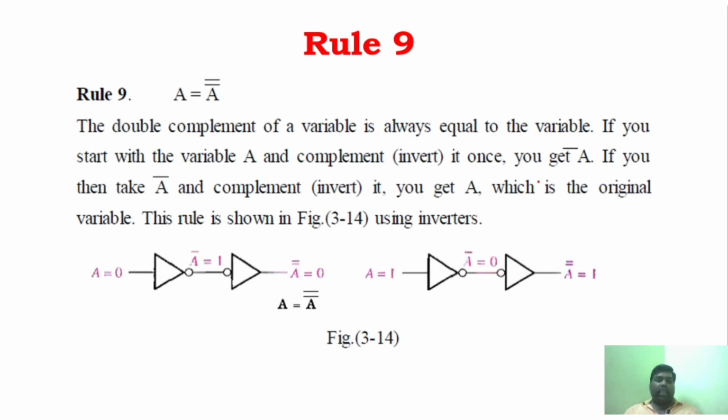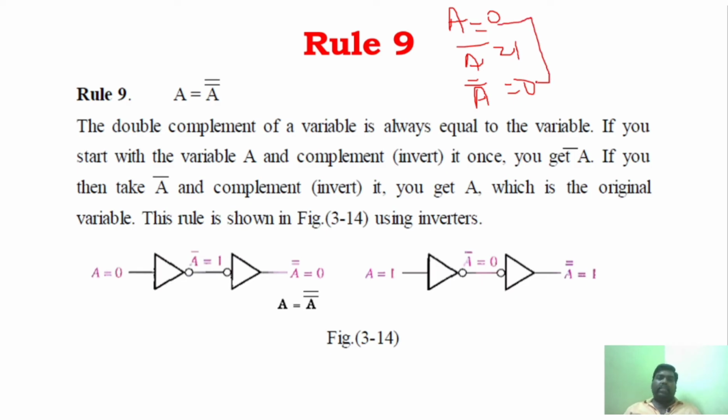And rule number 9. You can see here, A is equal to A double bar, that is the double complement. Yes, that is true. I already explained what is the variable and what is the complement. If A is equal to 0, then A complement will be 1. If you take the complement of A bar again, that is A double bar, once again that is 0, which is equal to A.